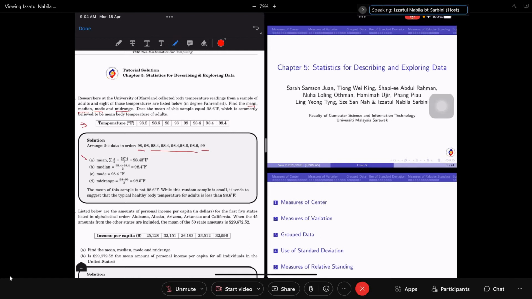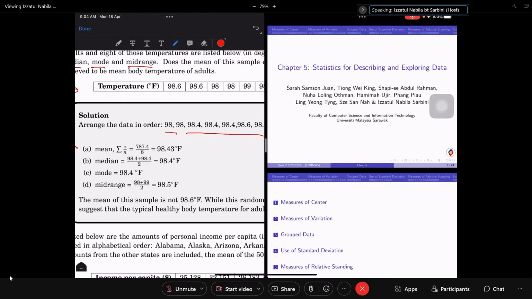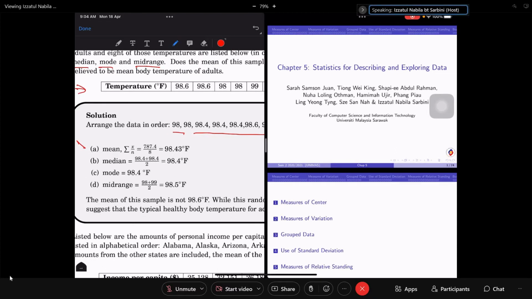The mean is very straightforward. You learned this before, right? The formula for mean: you just sum all the values of the data, and then divide by the number of values. In this case, it's 8. So your mean is 98.43.